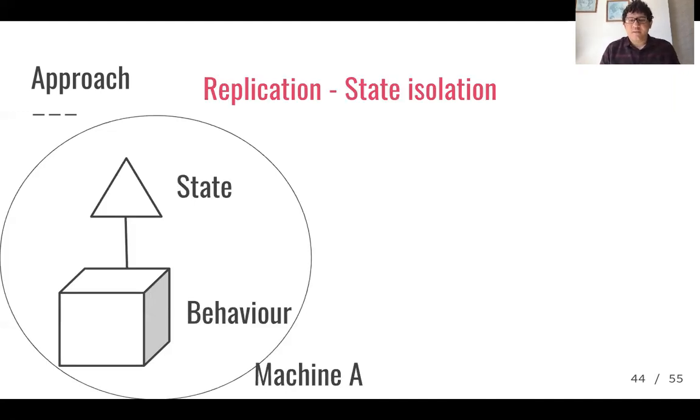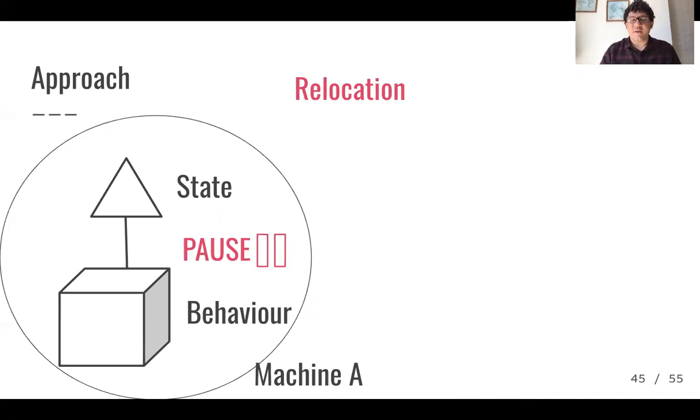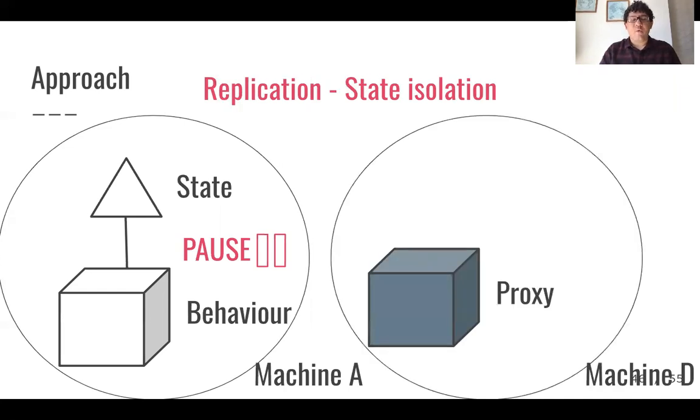So we start with an object in a local machine, as we previously mentioned. Then we pause the object again to prevent the state from being changed while we do the necessary operations to do relocation, to do replication. And then what we do is we create a proxy on a different machine. So the first step here is to isolate the state. So that's what we're doing.